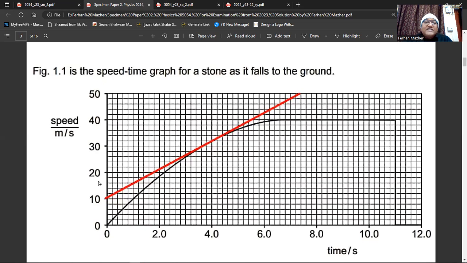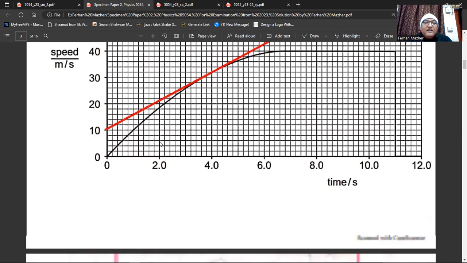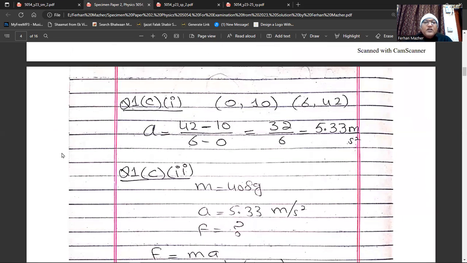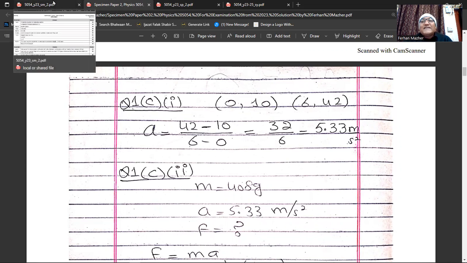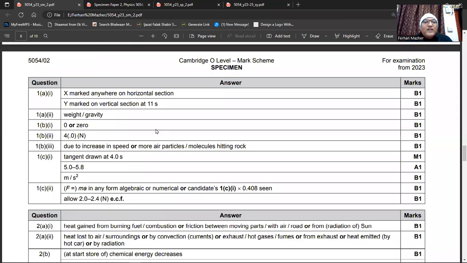So you can see at 4, I have drawn a tangent. This red line is the tangent. And I will take 2 points on this red line. And here we go. So I've taken (0, 10) and (6, 42). And I will apply the formula of the gradient, that is y2 minus y1 divided by x2 minus x1. So it will be 42 minus 10 divided by 6 minus 0. That will be 32 divided by 6. And that will be 5.33 meter per second square.